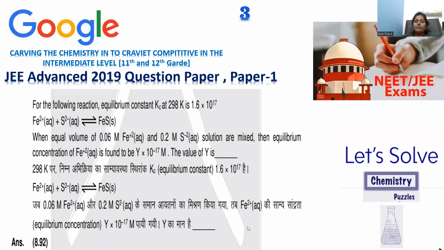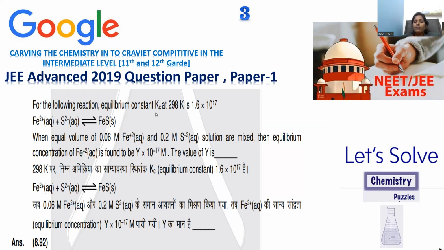Move on to question number 3. Question number 3 is collected from the JEE Advanced 2019 question paper, paper 1. It is the kind of analytical and moreover titrimetric analysis, volumetric analysis question.